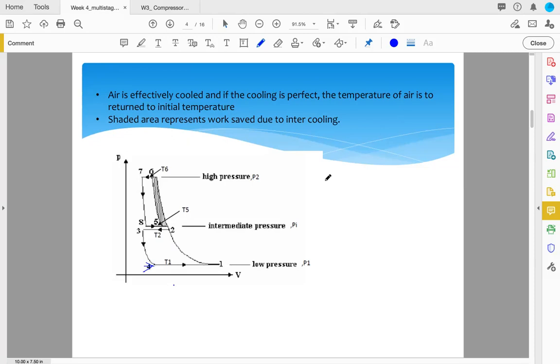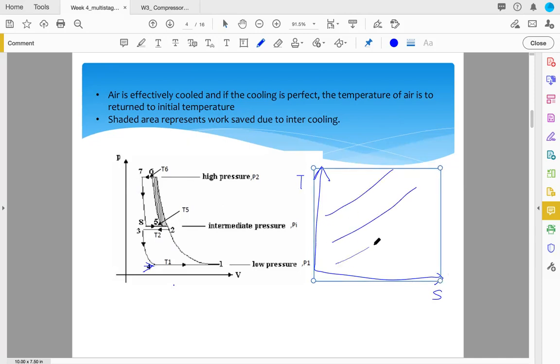Then you will be, let me draw the, sorry about my poor drawing. The entropy, if you draw like this, for this stage, right? So, okay. For T1 to T2, when you compress it, the temperature increases, the entropy increases, because this is polytropic, this is not adiabatic.